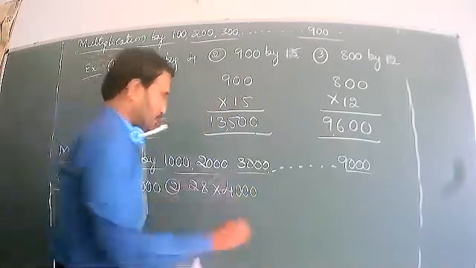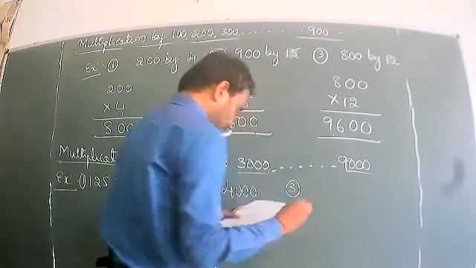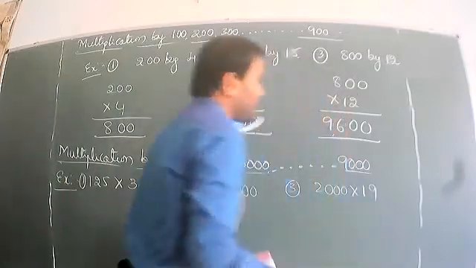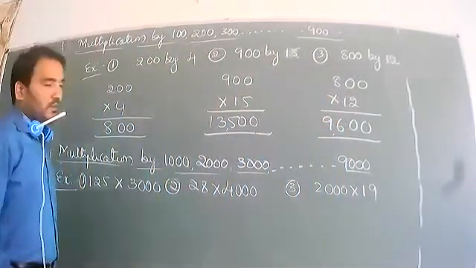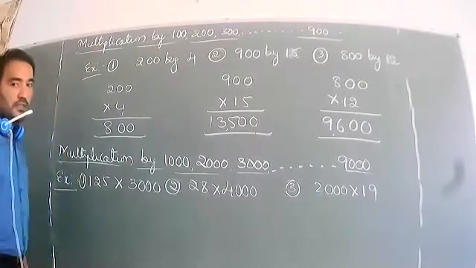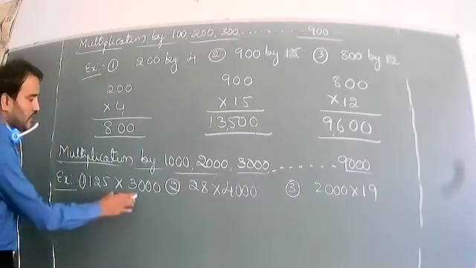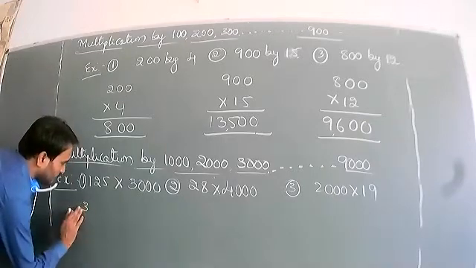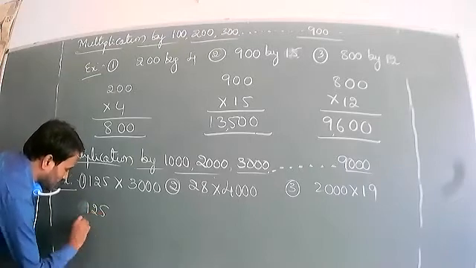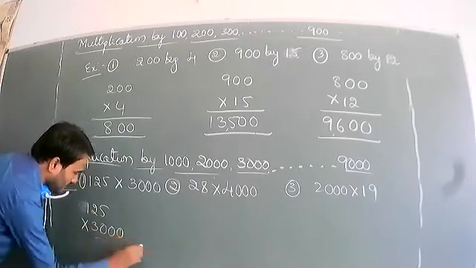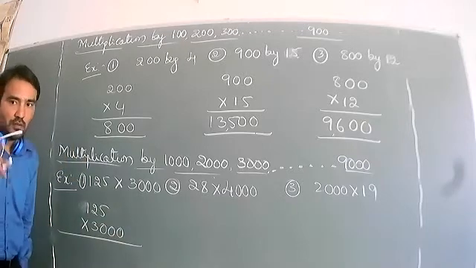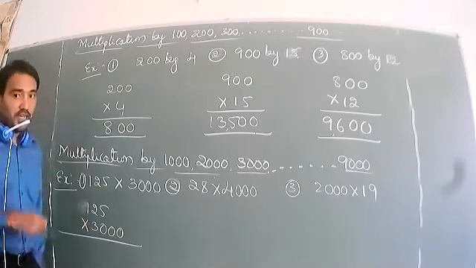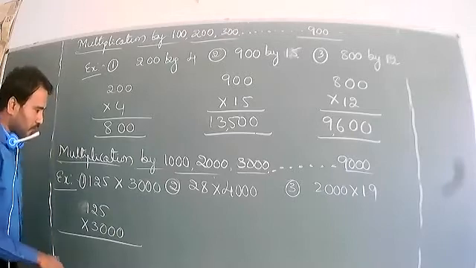Then the next one, the third one: 2000 into 19. These types of numbers are the examples. So I will take the textbook. How to multiply 1000? The 1000 can be taken to the upside or the downside, no problem. Now I will take 125 on the upside and multiply by 3000, because I am getting one numeral. It is a natural number, and only the one numeral has to be taken. Now we can easily find out.